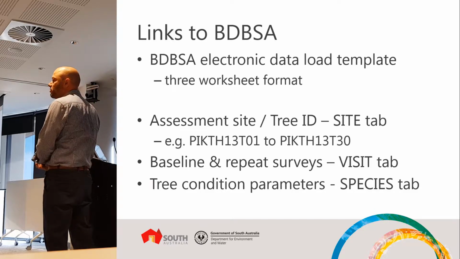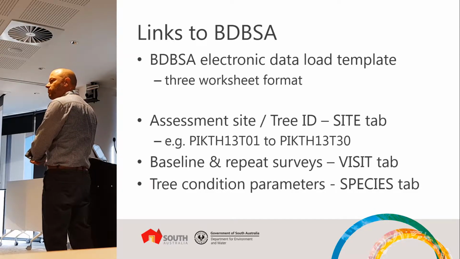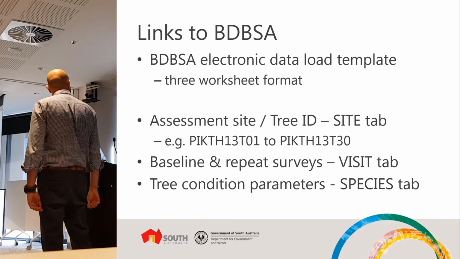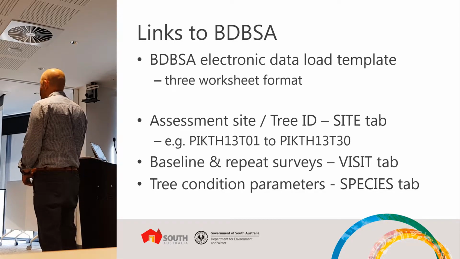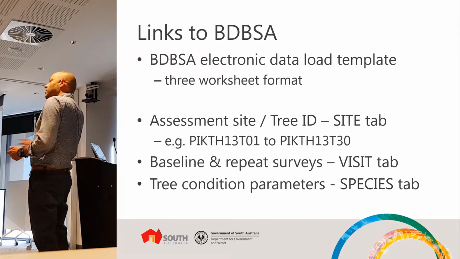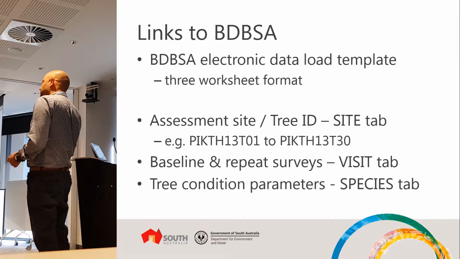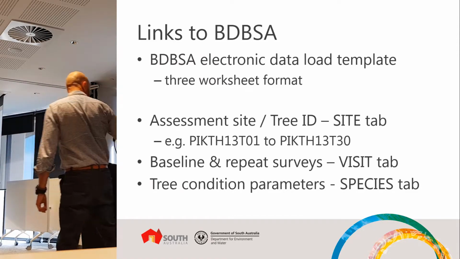With the visit tab, you can record the baseline survey, so the initial visit, as well as any revisits to the site. And the tree condition parameters are on the species tab, and they're right at the far end. So if you've never scrolled right to the far end of that particular worksheet, that's where they're found.